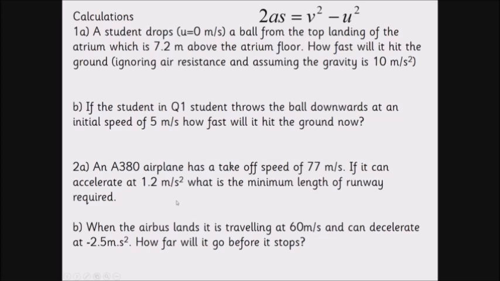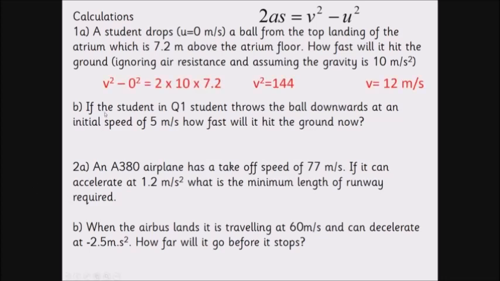So just quickly look through these. You might want to pause the video and take some time over them if you're practicing. A student drops a ball from the top landing of an atrium, which is 7.2 meters above the atrium floor. How fast will it hit the ground, ignoring any air resistance, assuming the gravity is 10 meters per second squared?